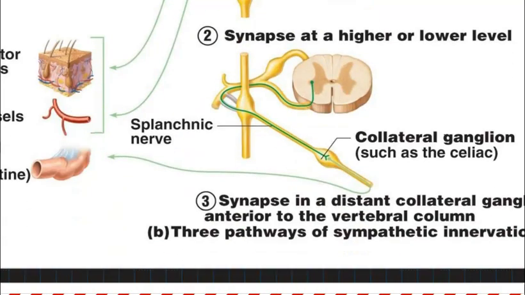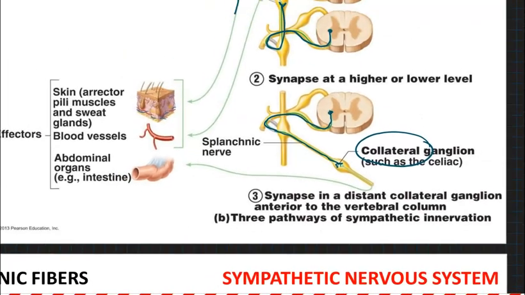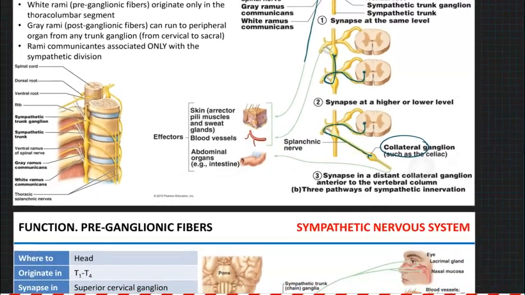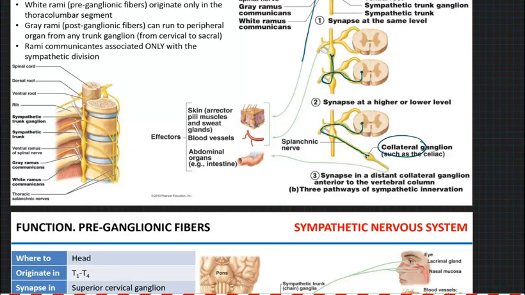Or it can happen in so-called collateral ganglia or peripheral ganglia. So look what happens. Your preganglionic fiber bypasses the trunk and forms the synapse somewhere in the body periphery. So to summarize, you can have synapsing at the same level, synapsing at a different level, and synapsing in the periphery. We good so far? Okay. An example: the name of the ganglion, celiac ganglion. It's one of the peripheral ganglia.